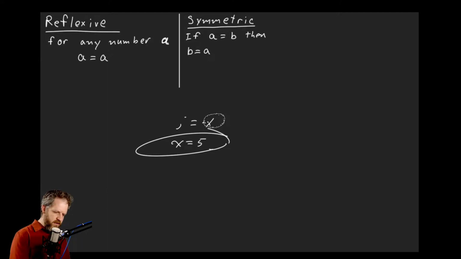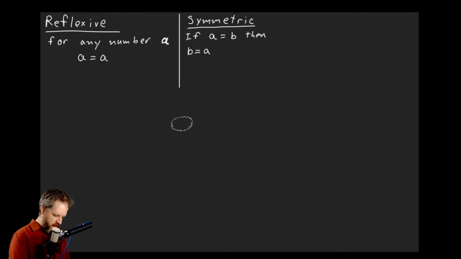The next property that we're going to discuss is the transitive property. Transitive property is particularly useful.